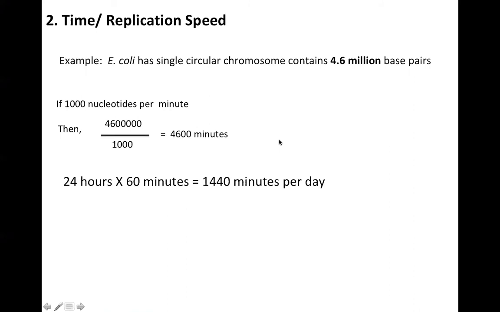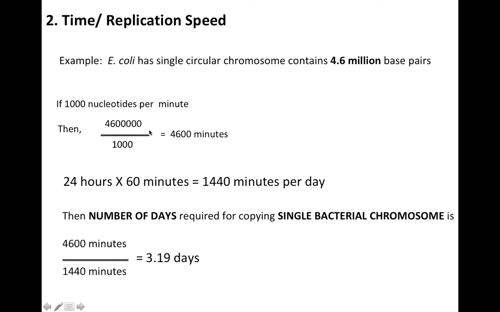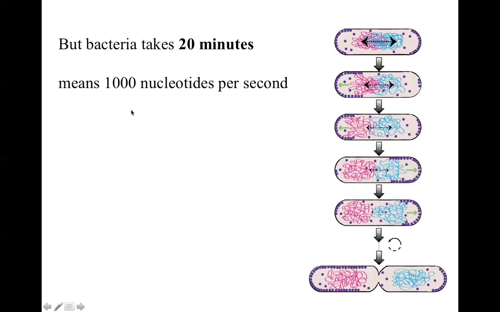A day has 24 hours and each hour has 60 minutes, so there are 1440 minutes per day. Dividing the time taken to replicate 4.6 million bases by the number of minutes in a day gives 3.19 days. That means to replicate just 4.6 million base pairs in the E. coli genome takes nearly 3 days if 1000 nucleotides per minute is added. But we know that the bacterium replicates its DNA in 20 minutes. That means it is able to add 1000 nucleotides per second. This is the speed of DNA replication. So one is accuracy and the second is speed.